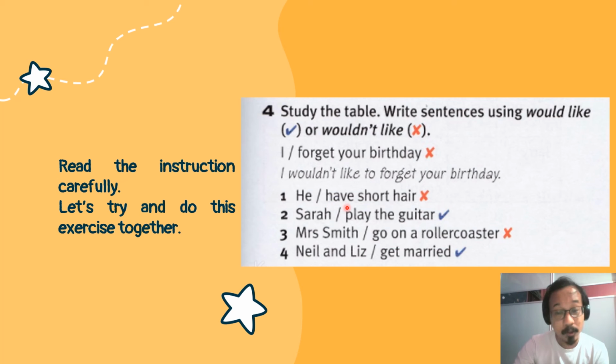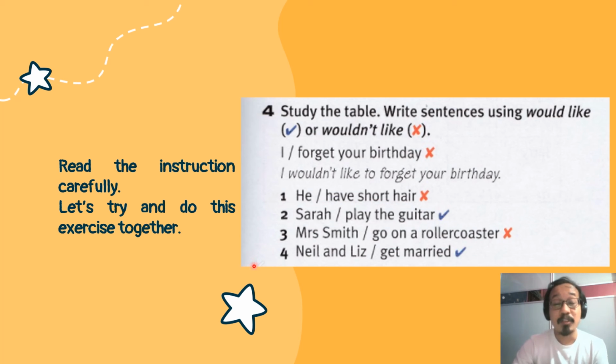Remember the rule, remember the structure. Your subject, followed by wouldn't like, followed by to, followed by infinitive. In this case, it's forget. And then the rest of your sentence. I wouldn't like to forget your birthday.